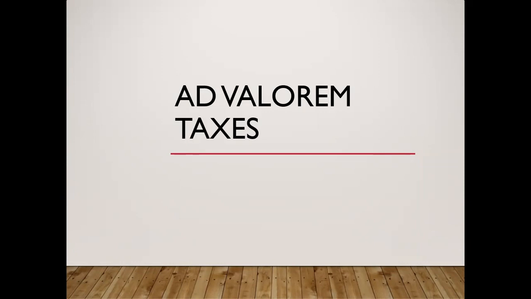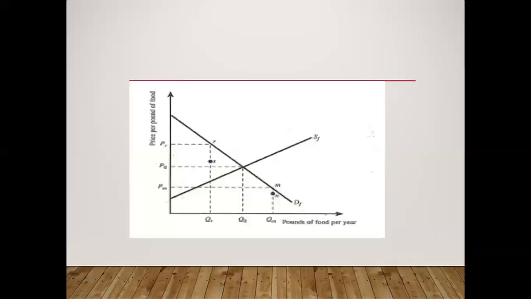The basic strategy is still to find out how the tax changes the effective demand curve and compute the new equilibrium. Instead of moving the curve down by the same amount for each quantity, the ad valorem tax moves it lower in the same proportion. To show this, consider the demand curve DF, and the supply curve SF for food.